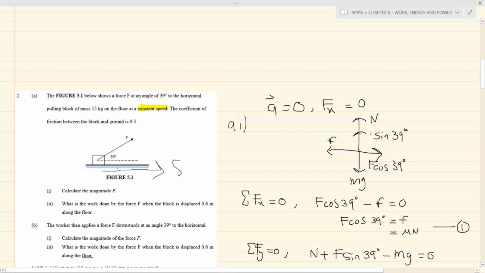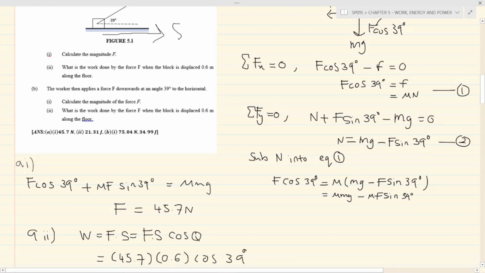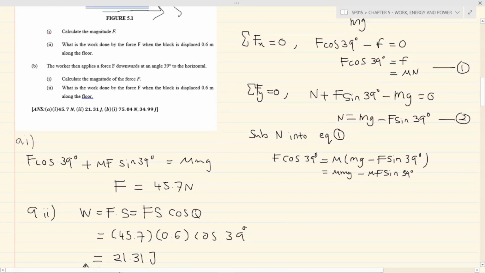Okay, the shortest distance between the force and displacement, 39 degree. So here kita ada F dot S, which is Fs cos theta. F tu yang kita cari 45.7 Newton. S tu is 0.6. Then kita ada cos 39 degree. So we can find our work done is 21.31 joule. Okay, that is the work done for question number A2.